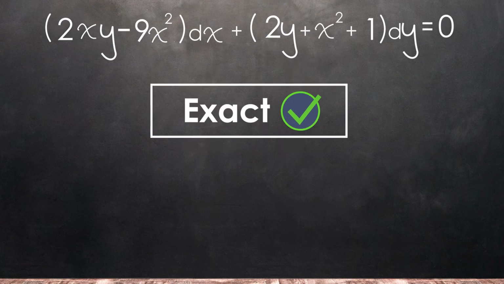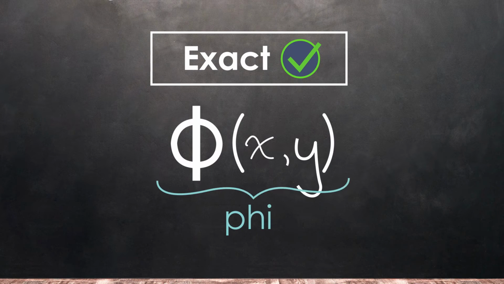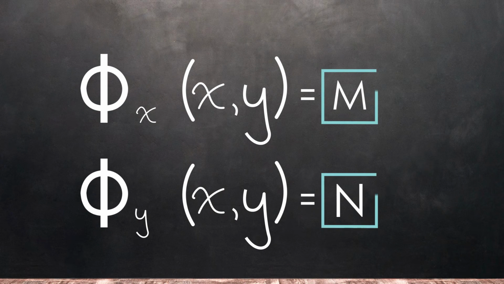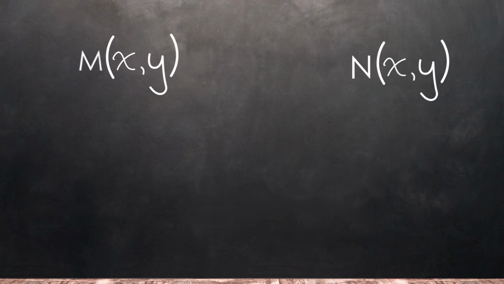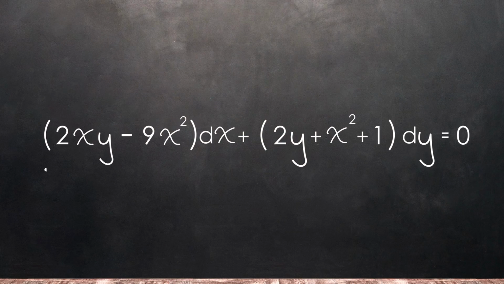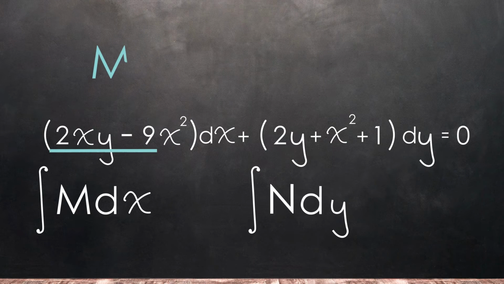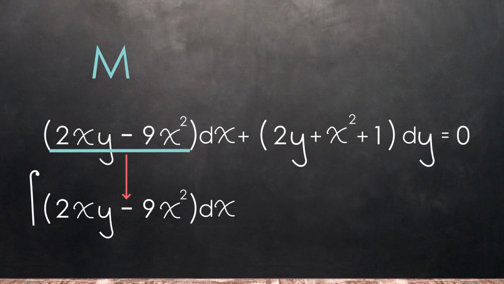The solution for an exact equation is a function in terms of x and y, which we call phi. The partial derivatives of phi are M and N from the differential equation. We use M and N to work backwards to solve for phi. To do this, we start off by calculating the integral of M and N with respect to x and y respectively. We first integrate M with respect to x.